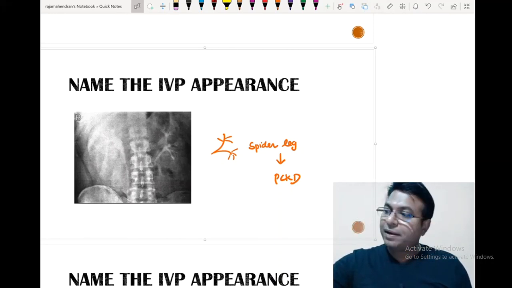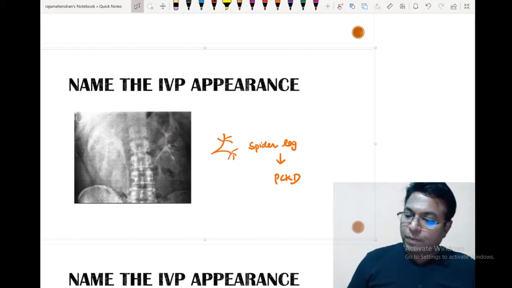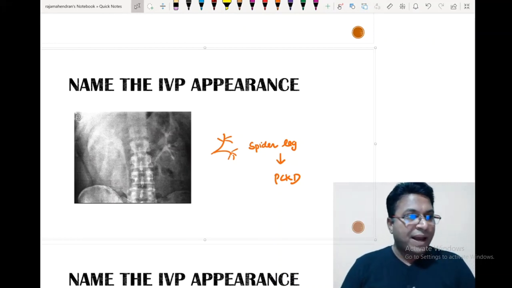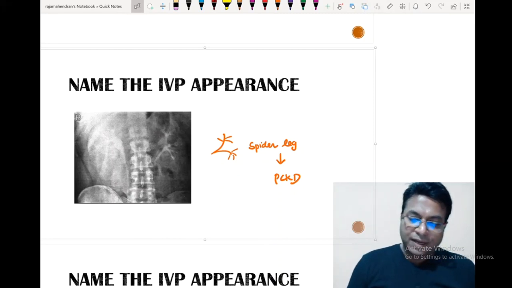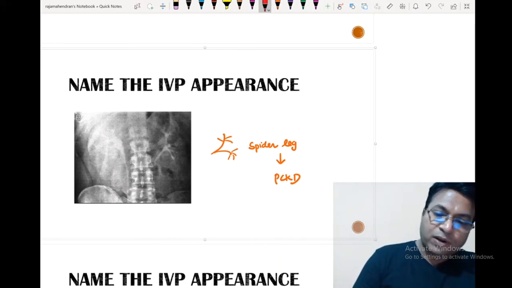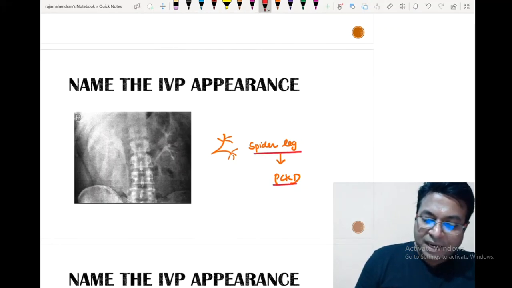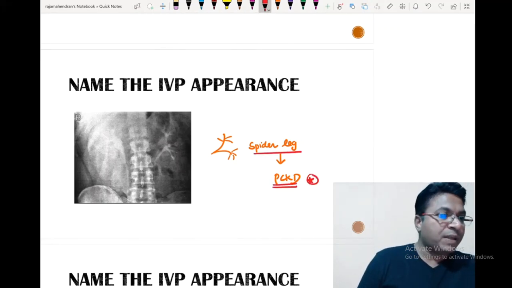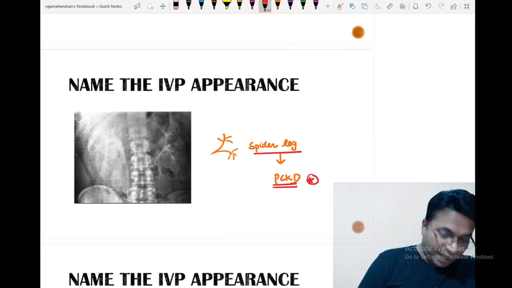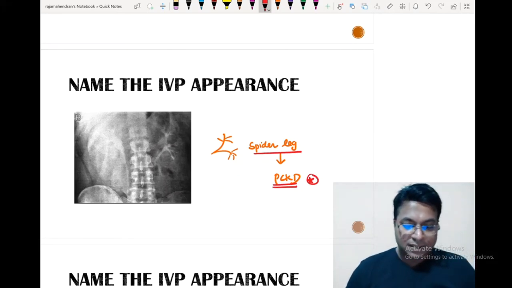I think it has come back. Yes, it's back. It's fine now. There was some problem from the software side, not from my net. My net is fine. So this is the spider-leg appearance seen in polycystic kidney disease. The IVP I am showing you here is the spider-leg appearance seen in polycystic kidney disease.